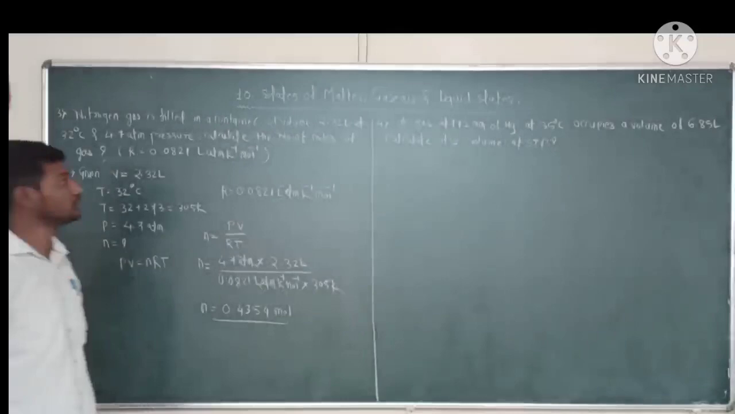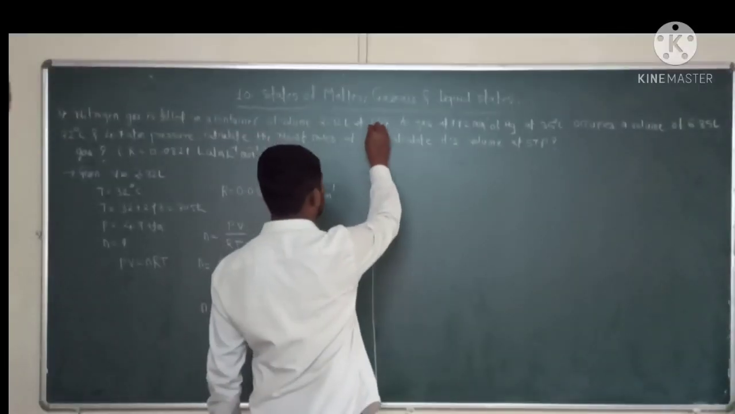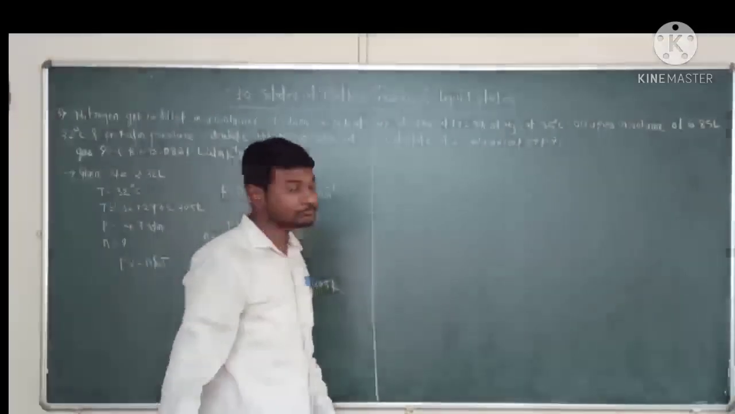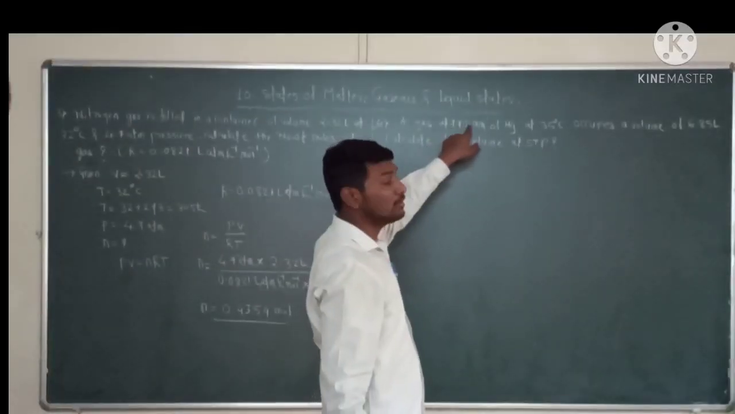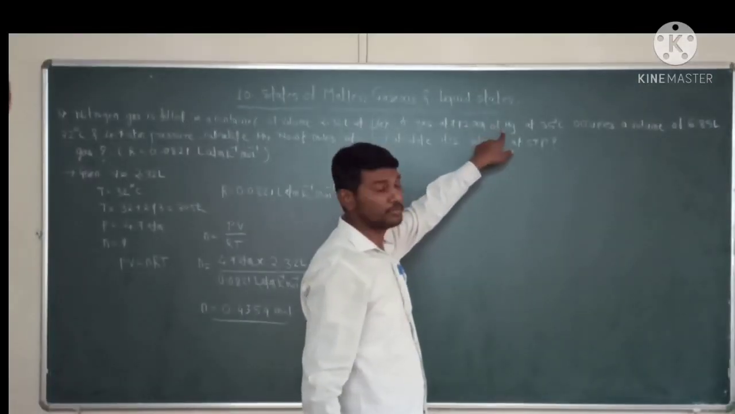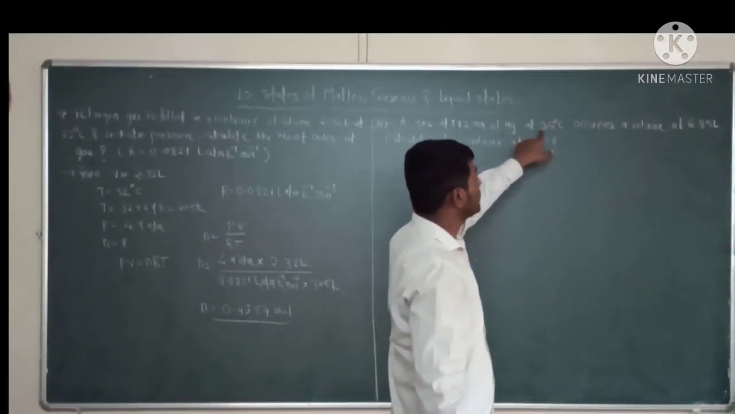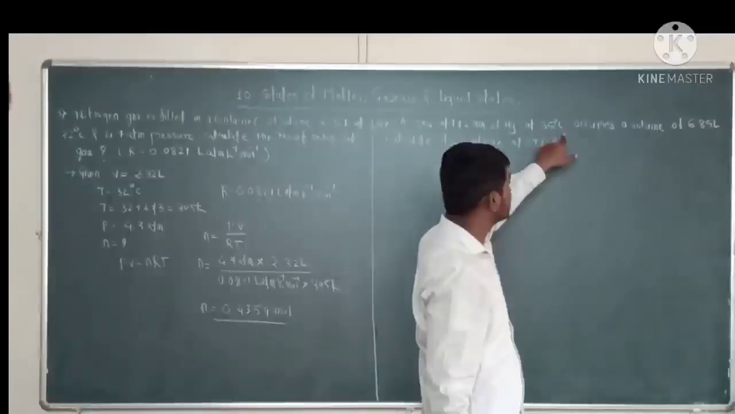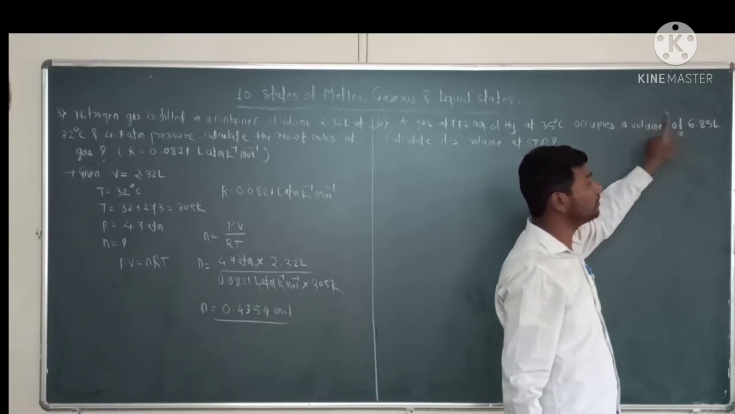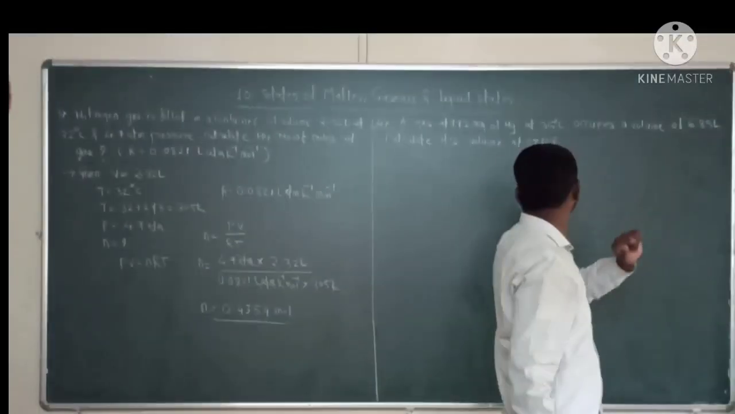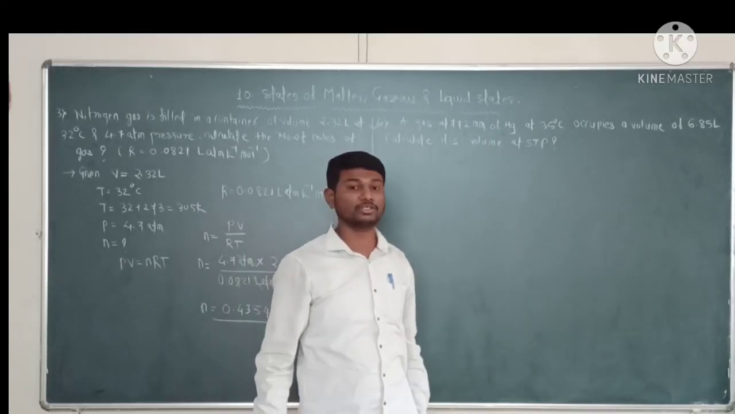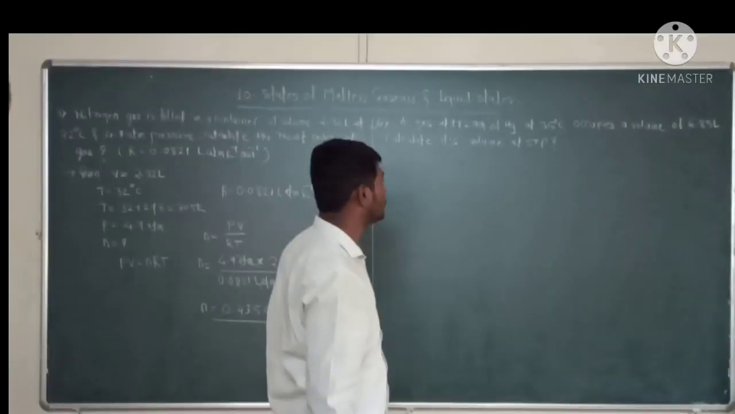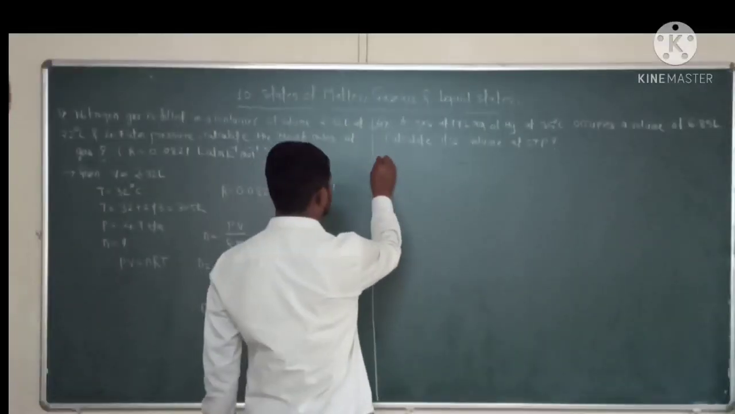Okay. Now next numerical, that is numerical number 4. Okay. A gas at 772 millimeter of mercury at 35 degrees Celsius occupied a volume of 6.85 liter. Calculate its volume at standard temperature and pressure. Okay. Now first of all, write down the given quantities. Given.